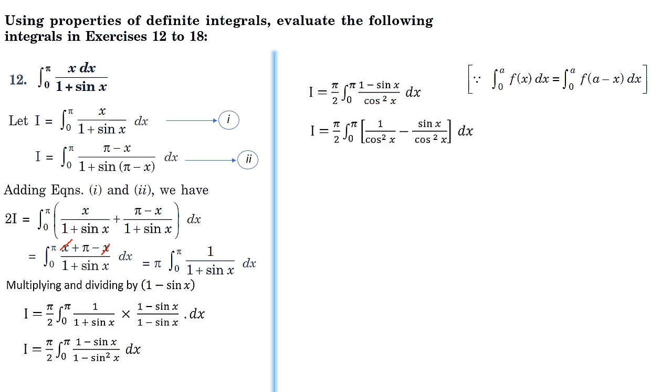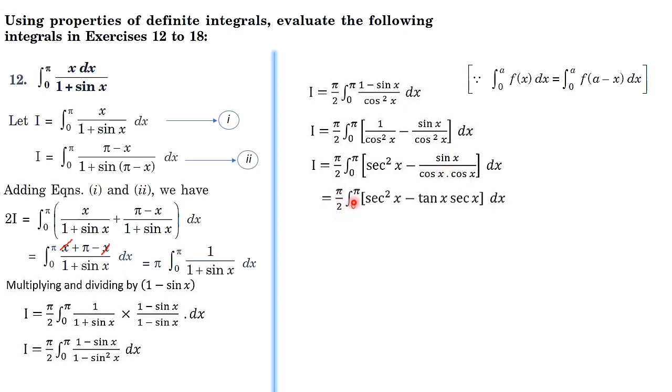Then what we can do is just split it. This is somewhat known to us, because we have done this type of calculation before also. When we split, we will be able to do the integration easily. So pi by 2 into integral 0 to pi of 1 by cos square x minus sin x by cos square x dx. Then I is equal to pi by 2 into integral 0 to pi, 1 by cos square x is sec square x, minus, here in the denominator there are two cos x's, one cos x into cos x we can write. So sin x divided by cos x into cos x.